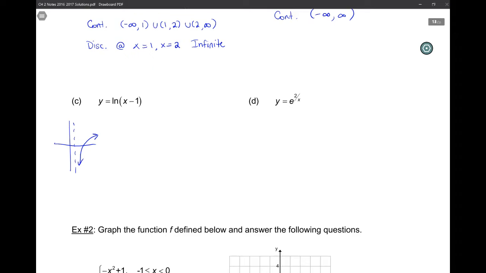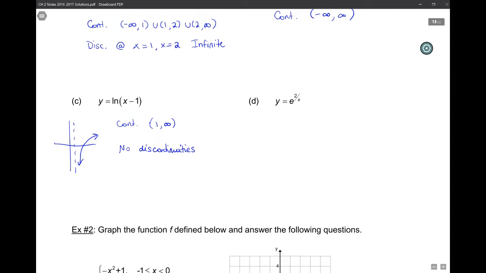Now, I can graph this without lifting my pencil. Are there any holes in the graph? Now, that asymptote, is that separating another part of the graph? No, there's nothing over here, is there? So we're going to say it's continuous from 1 to infinity, and this one has no discontinuities.